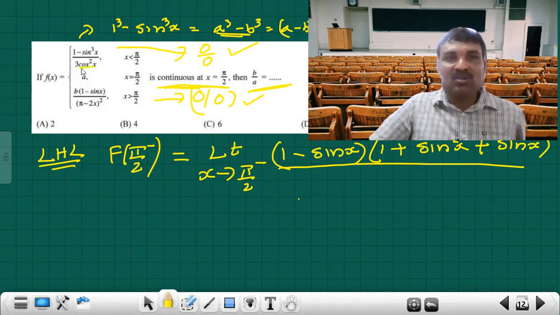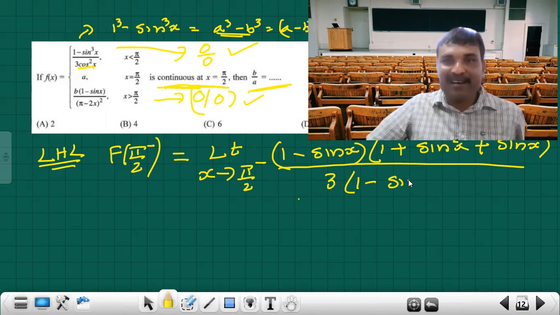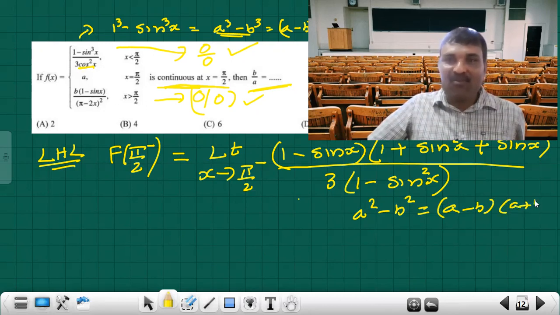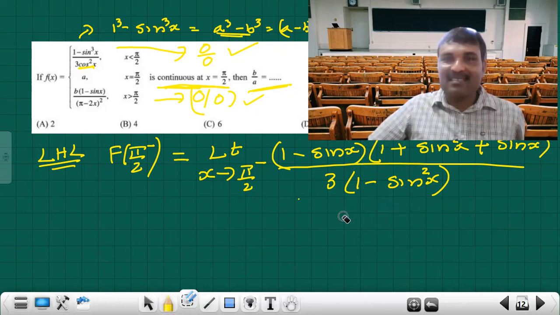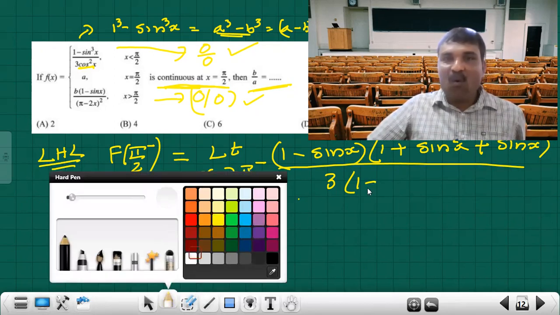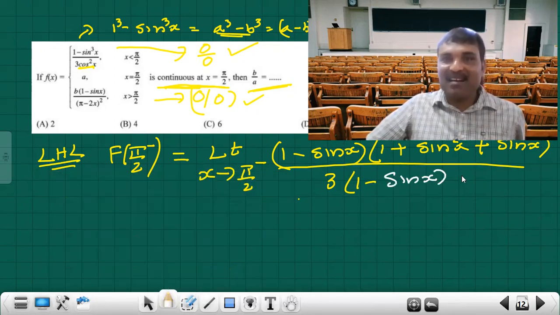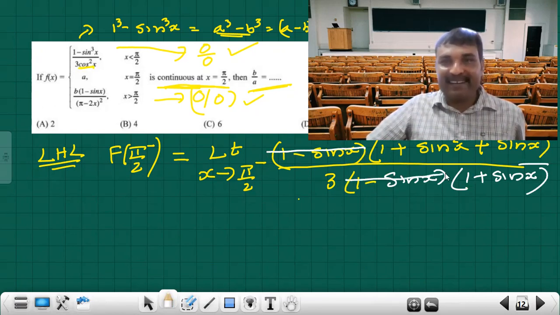In the denominator we have 3 multiplied by cos square x. Cos square x can be written as 1 minus sin square x. Now this is in the form a square minus b square, which is a minus b into a plus b. So I am going to factorize the denominator also. We can write the denominator as 1 minus sin x multiplied by 1 plus sin x. Now 1 minus sin x from numerator and denominator get cancelled.